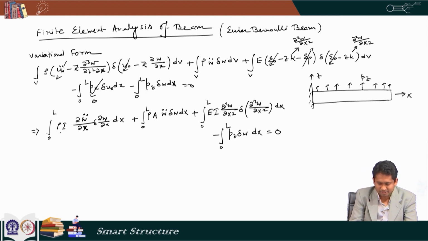Now, the contribution of this term is much less as compared to this term, because I is much less as compared to A, because these beams have much less thickness. So, because of the low thickness I is much less than A, and then if I compare this term with this term, although I have I in both the terms, rho is much less than E. So, finally, we drop this term. After dropping this term we are only left with this.